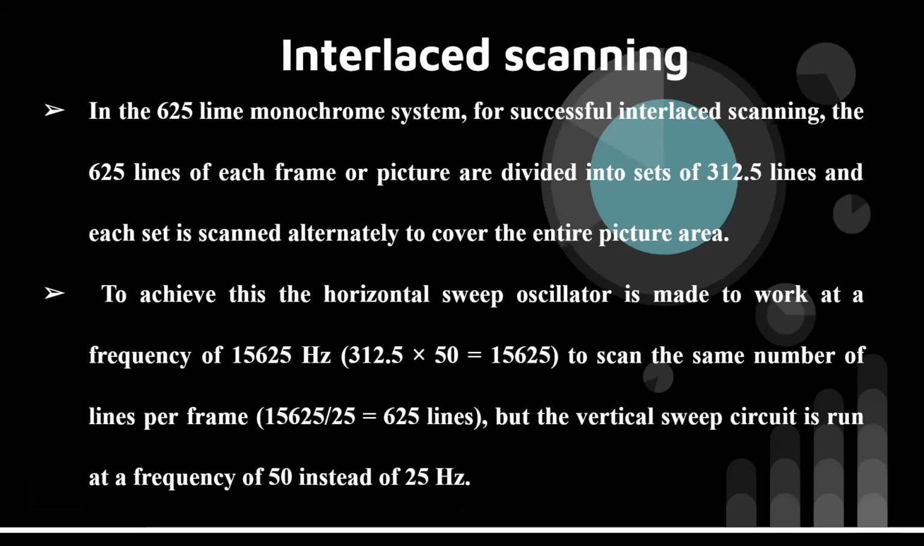So in a 625 line monochrome system, for a successful interlaced scanning, the entire 625 lines of each frame or picture are divided into two halves, 312.5 lines each, and each set is scanned separately to cover the entire picture area.